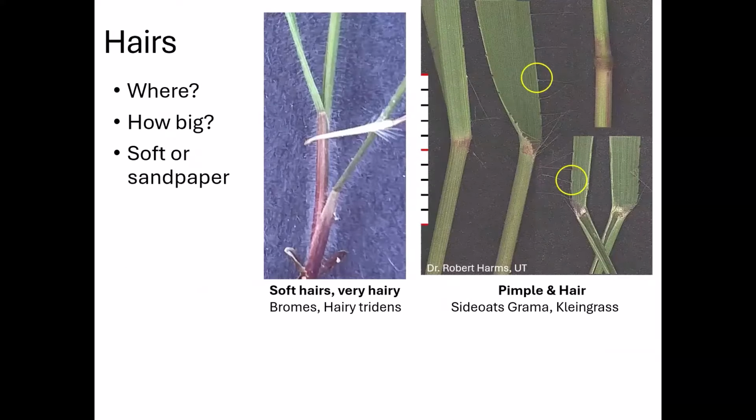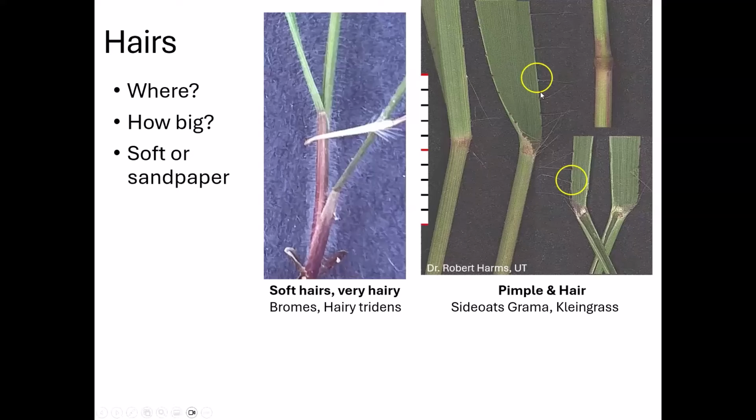Hairs. This is where you would need a magnifying glass potentially. So how big the hairs are, what they feel like, if they feel like sandpaper, that would be more Texas wintergrass. I can tell Texas wintergrass just by touch. This one right here is brome. So there's a lot of brome species and they all feel, at least the ones that I'm familiar with, very soft. And it's because they just have a whole lot of hair in them.